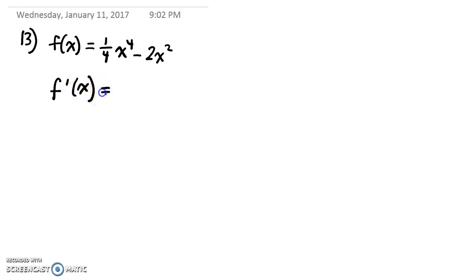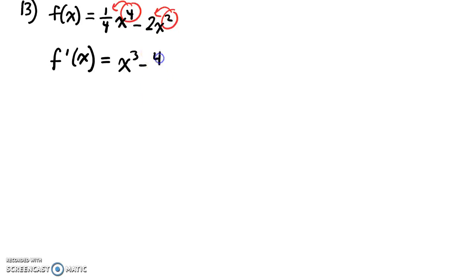So the first derivative is the slope, and I'm gonna use the power rule. So this 4 comes to the front. 4 times 1/4 is just 1, so you get x. You subtract 1 from 4 and you get 3. Minus, power rule again. 2 goes to the front, multiplies with the other 2, and so you get 4x. So that's the first derivative.